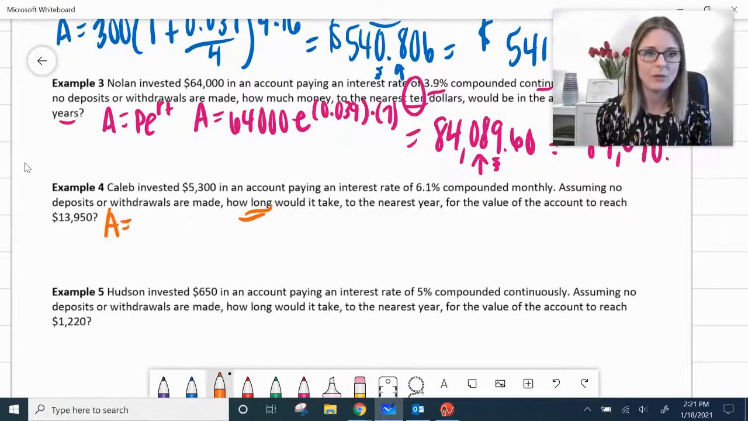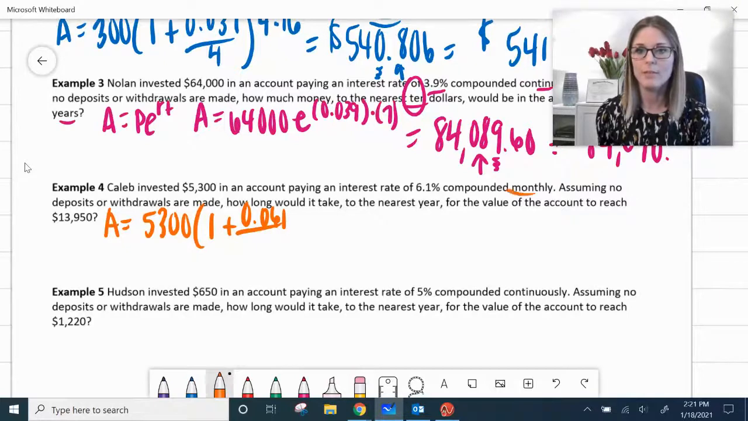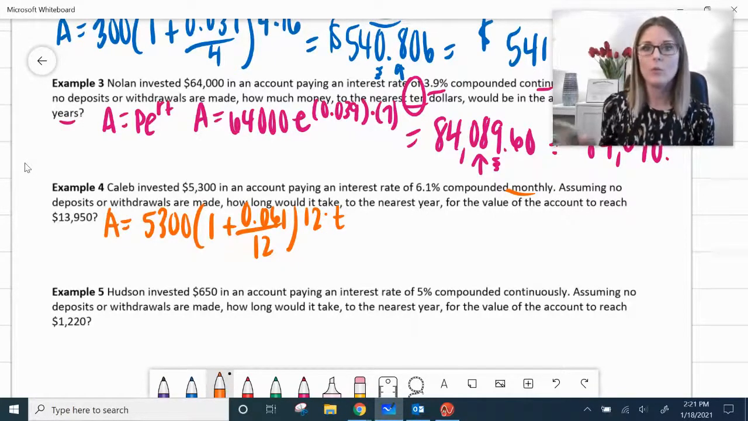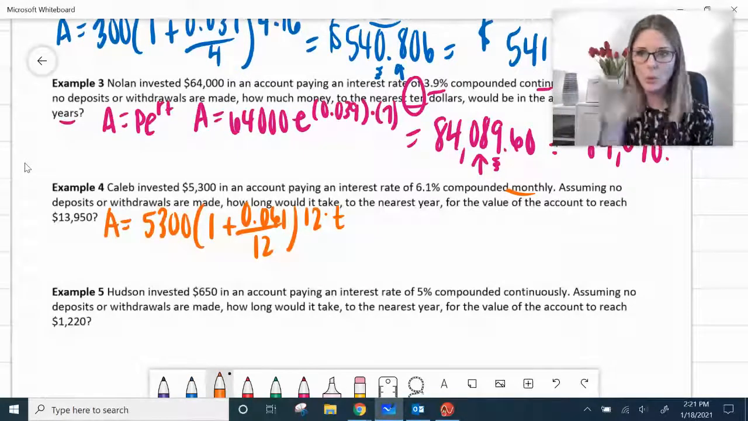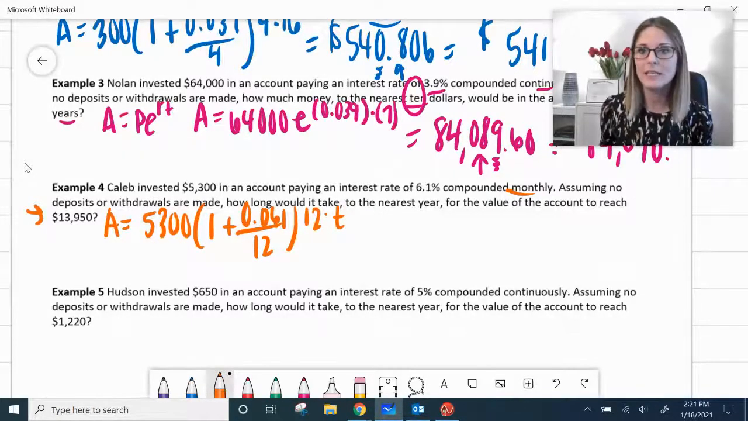So A equals my initial $5,300, times 1 plus his rate, all over 12 since it's compounded monthly, raised to the n times t. 12 times t is what we're looking for. Now we want after that unknown time for it to equal how much? Right here, the 13,950. So that's going into my A.